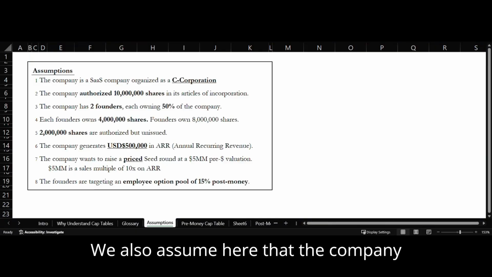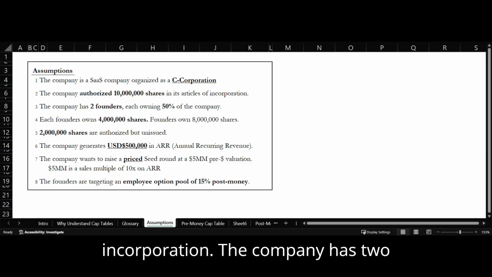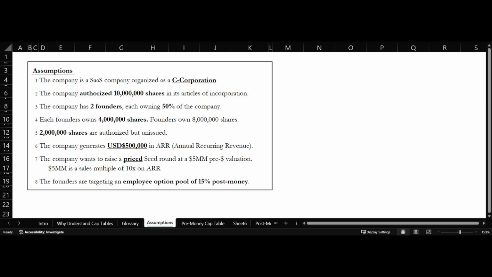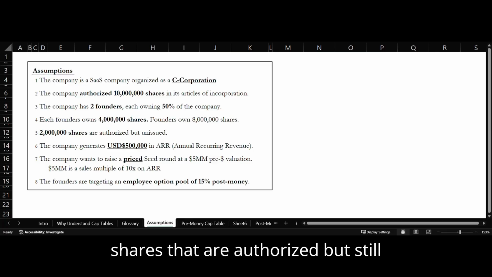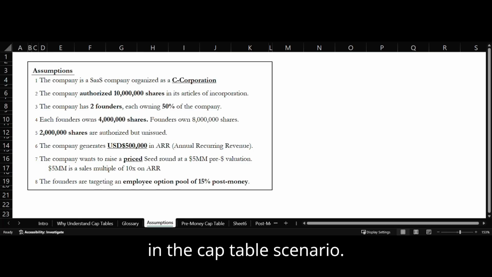We also assume here that the company authorized 10 million shares in its articles of incorporation. The company has two founders, each own half of the company, and the founders own 4 million each. So in total, they own 8 million shares. What that means is that there are 2 million shares that are authorized but still unissued. We will see how this plays out in the cap table scenario.